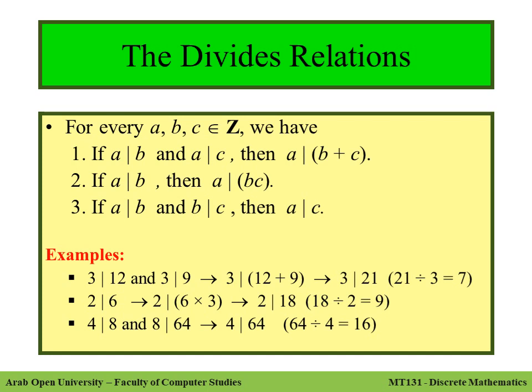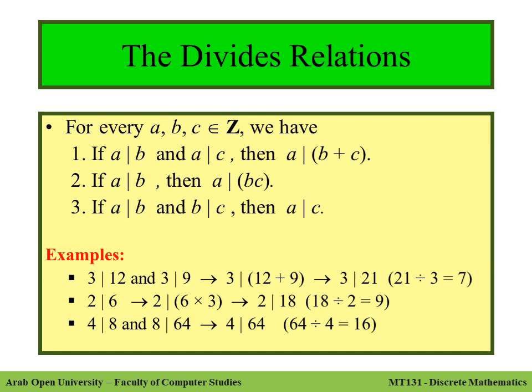The second rule: if a divides b, then a divides any multiple of b. That is, a divides b times c for any c. If a divides b, then a divides b multiplied by any other number. And that makes sense because if a is a factor of b, then it will be a factor of b multiplied by another number. And here is an example. 2 divides 6. That means 2 will divide 6 multiplied by any other number. For example, 2 will divide 6 times 3. 2 divides 18. Of course, this is true because 18 divided by 2 is equal to 9.